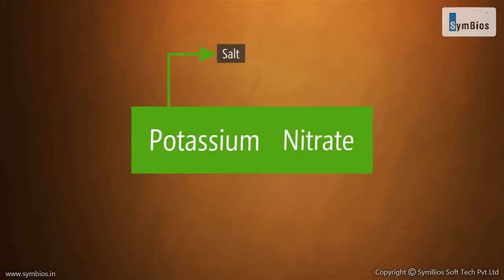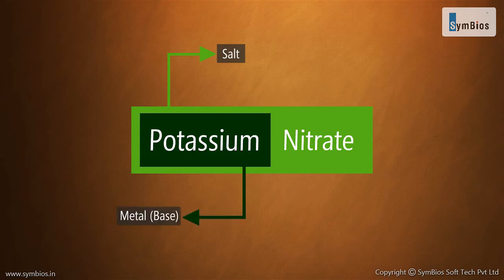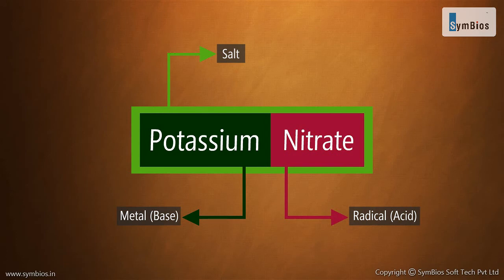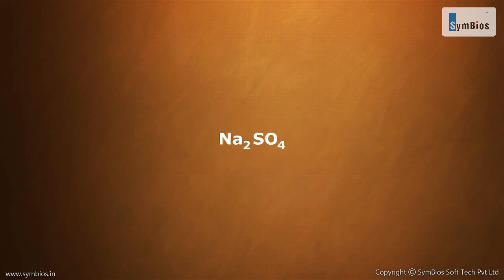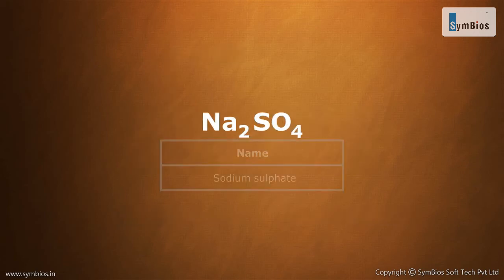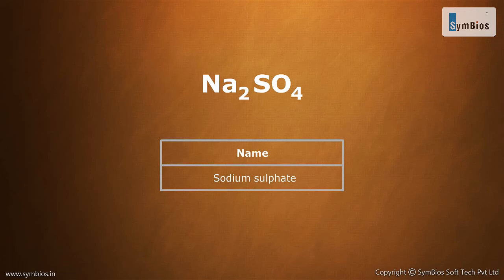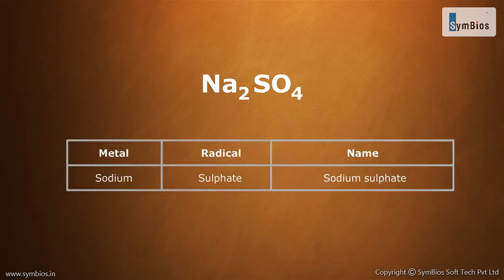The name of a salt is derived from the name of the metal contributed by the base and the radical contributed by the acid. An acid contributes the negative radical in a salt. When a salt is prepared by neutralization, the base contributes the metal. For example, Na2SO4. The name of this salt, sodium sulfate, is derived from the metal sodium and the radical sulfate.